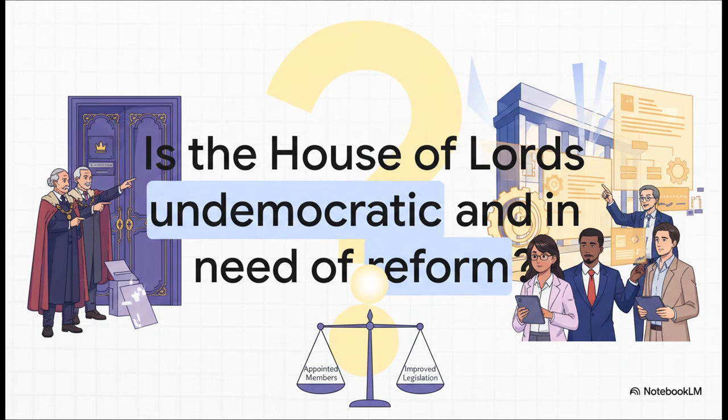Here's a classic exam-style debate. To get top marks here, you can't just say yes or no. A great AO3 answer would explore both sides. You'd argue, well, on one hand, it is undemocratic because nobody votes for its members. But then you'd also say, on the other hand, it's full of experts who can really improve our laws. Showing you can see both sides before making your final call is the key.